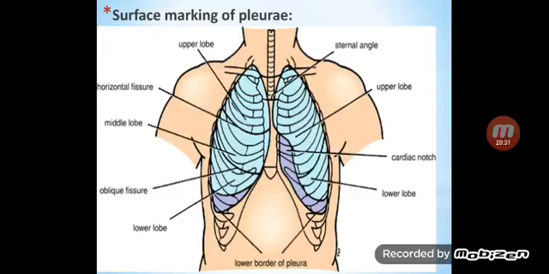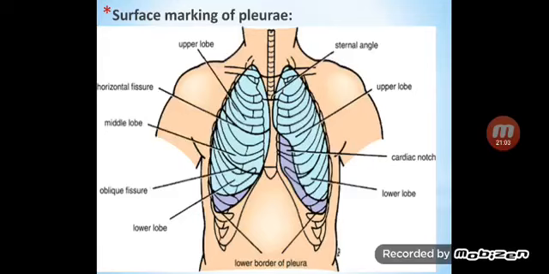So the anterior border started from the sternoclavicular joint to the level of the fourth costal cartilage. Then it deviates laterally. Here the cardiac notch is formed. Then after the cardiac notch is formed, it descends sharply to the level of the sixth costal cartilage. So this is the anterior border of the left lung.